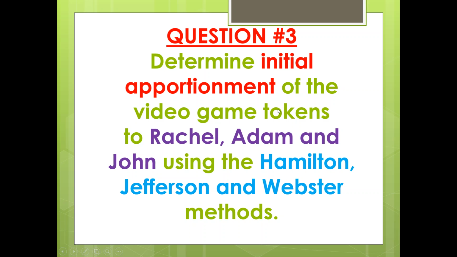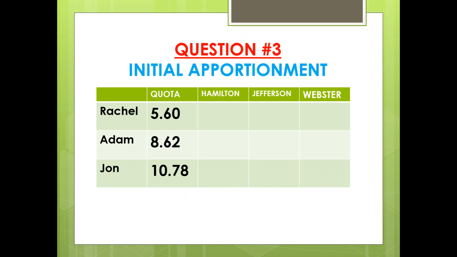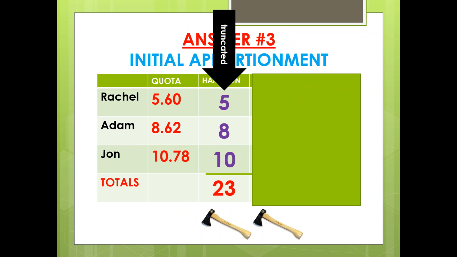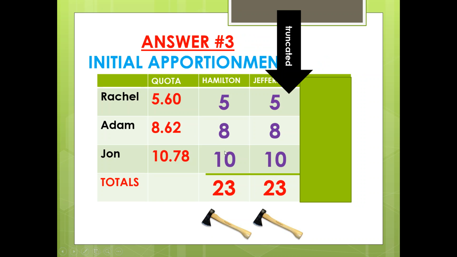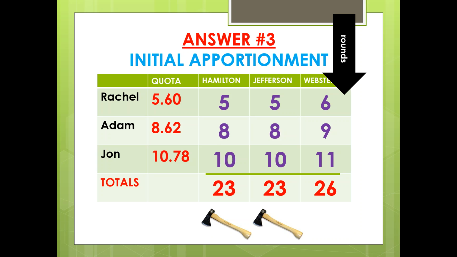All right, now we want to figure out the initial apportionment. Remember, every method does it a different way. For Hamilton, he decides to truncate the decimal. So he cuts off the decimal part and gives just the integer amount. Remember, Jefferson does the same thing, so Jefferson and Hamilton always have the same initial apportionment. And Webster decides to do it slightly differently. He rounds. And in this scenario, you can see that all three of these round up, so he ends up giving away 26 tokens, one too many.